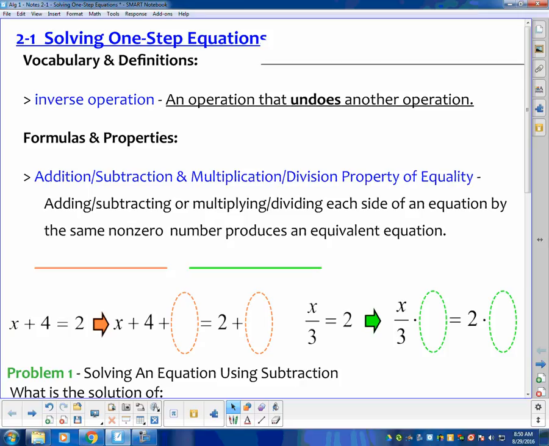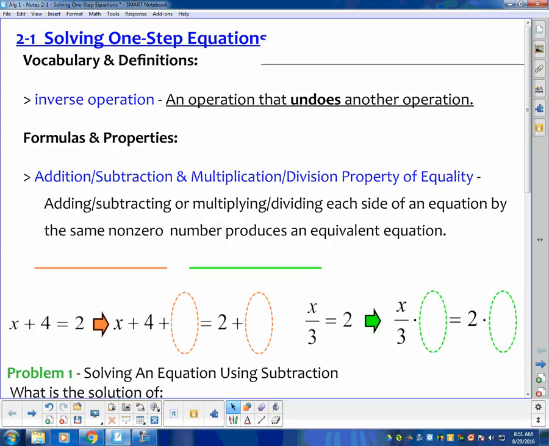We've also seen it on your calculators where you hit the second function and then the x squared key. That's because square root undoes x squared. So those are all examples of inverse operations, an operation that undoes another operation. All right, addition, subtraction, and multiplication, division, property of equality. Here's what we're talking about. This is the whole balance beam thing. Whatever you do to one side of the equation, you have to do to the other.